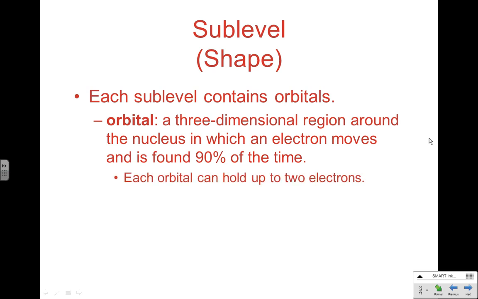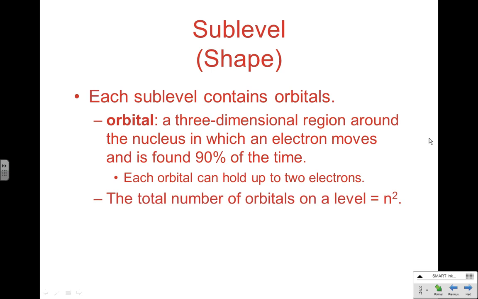Now, each orbital can hold up to 2 electrons. So every apartment, region of space, orbital that electrons can live in can hold up to 2 electrons. And the total number of orbitals on an energy level is actually related to the energy level. So remember, sublevel and the total number of orbitals on a level are all related to n. In this case, it's n squared. So on the first energy level, 1 squared, we only have 1 orbital and that's it. But when you get to the second energy level, 2 squared is 4. So we're going to have a total of 4 orbitals living on that second level.